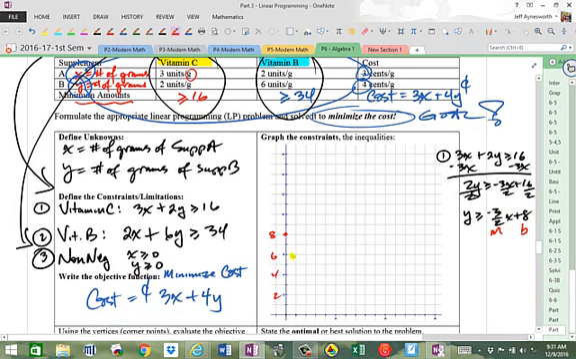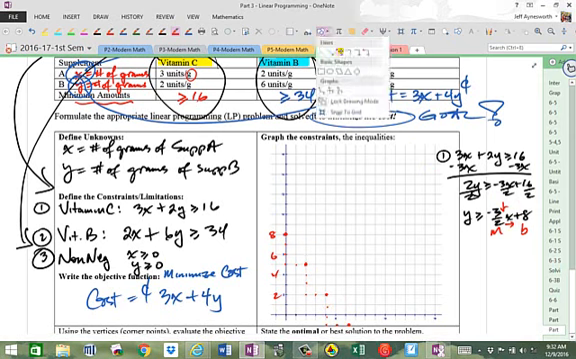Let me see if I can get a flow going here. We're going to start at 8 and go down 3, right 2 from the y-intercept. So 1, 2, 3, right 2. 1, 2, 3, right 2. 1, 2, 3, right 2, right about there. Go ahead and get your straight edge out now, and let's graph that line.